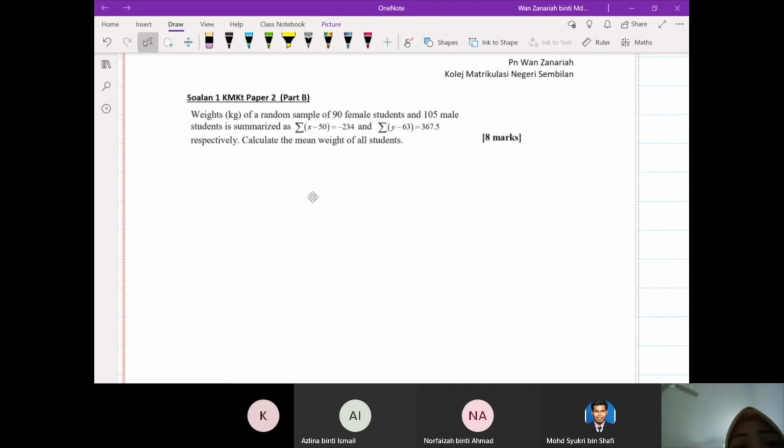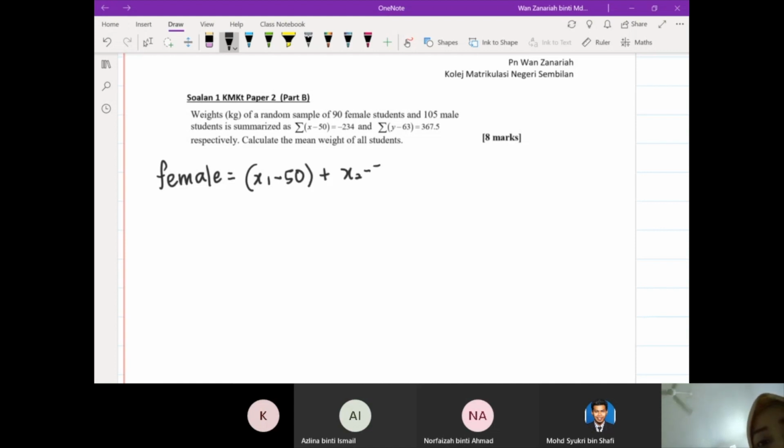So we will go through one by one. We will calculate first for female students. Given to us for female, the summation of x minus 50 equals negative 234. That means we can also write it as x1 minus 50 plus x2 minus 50, until x90 minus 50 equals negative 234. So that means the summation given in the question.